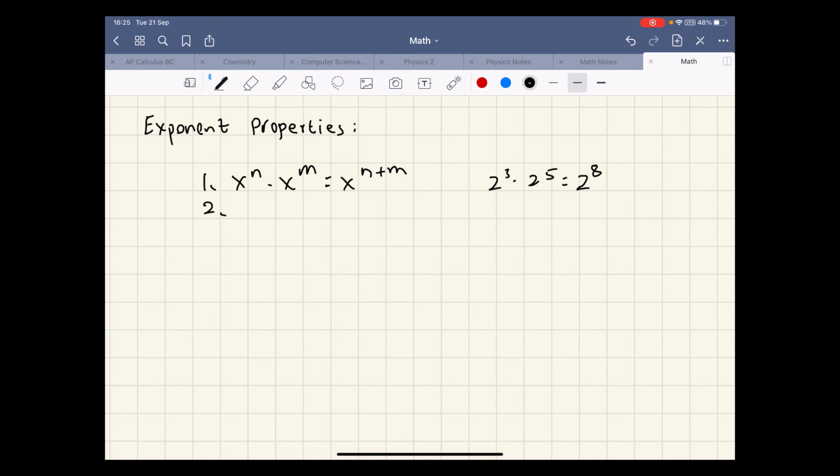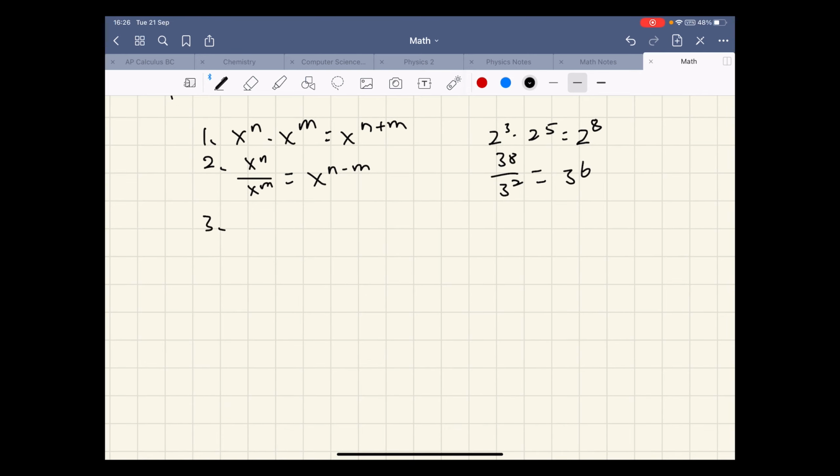The second property is x to the power of n divided by x to the power of m. This one, it's the other way around. So multiply is addition, so division will be subtraction, x to the power of n minus m. An example would be 3 to the power of 8 divided by 3 to the power of 2. You get 3 to the power of 8 minus 2, which is 3 to the power of 6.